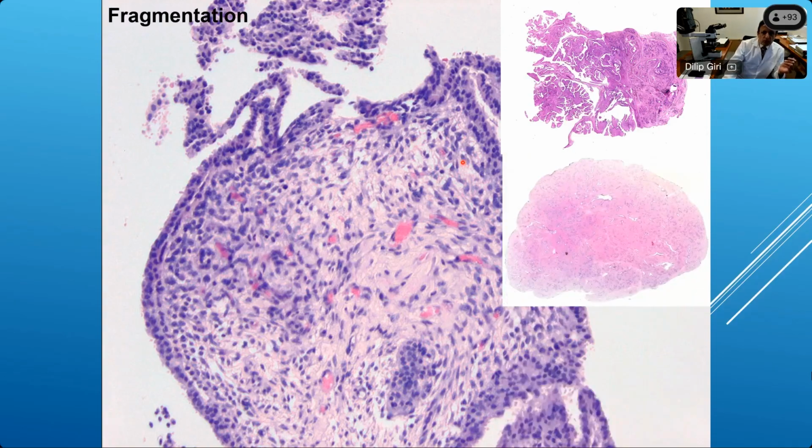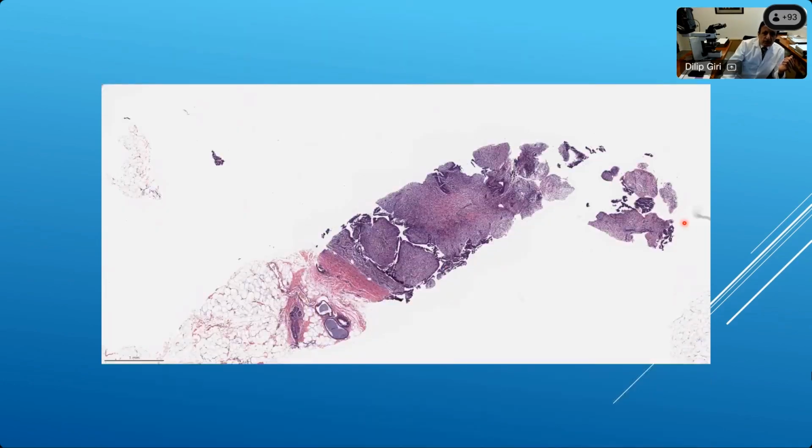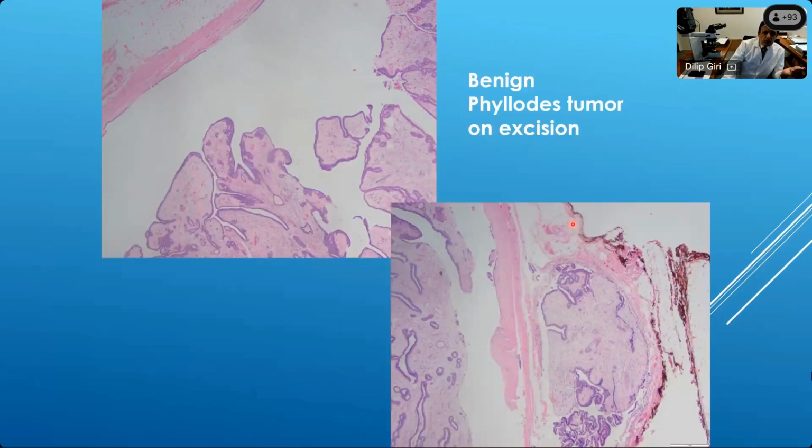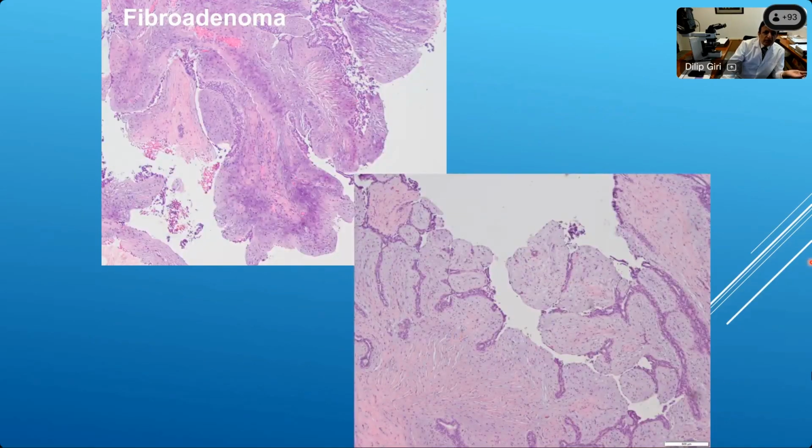So here is just to show you a fibroadenoma because there is no cystification. You will not see this kind of lining. So here is an example on a core biopsy. This is fragmentation. You are seeing, so this is probably going to be a Phyllodes tumor. So it was a benign Phyllodes tumor on excision. So here we are seeing some fragmentation, but this was a fibroadenoma. This kind of fragments do not have any epithelial elements on top.